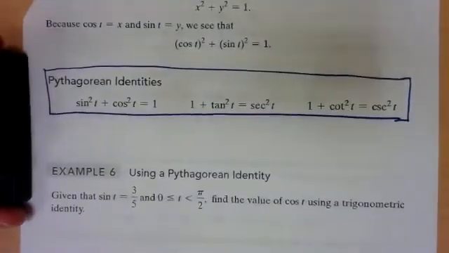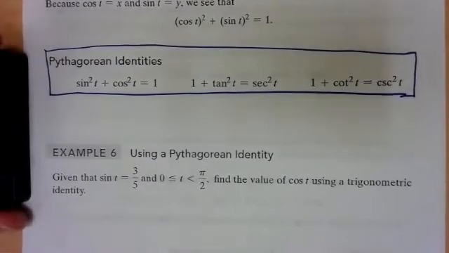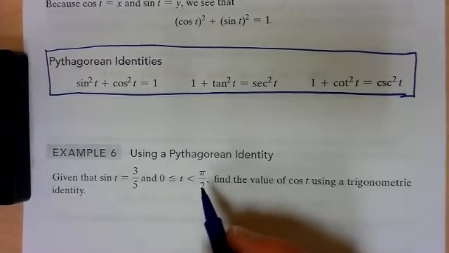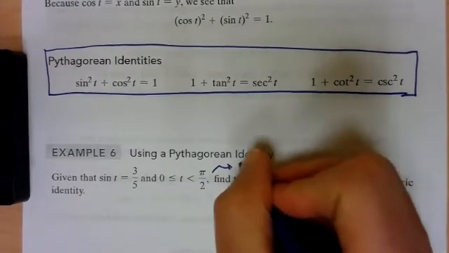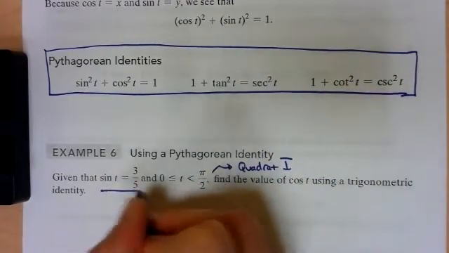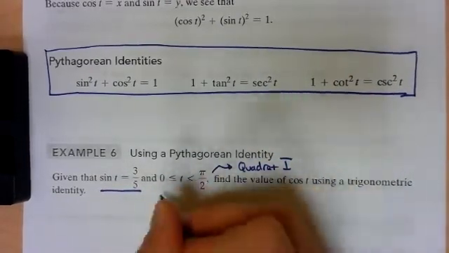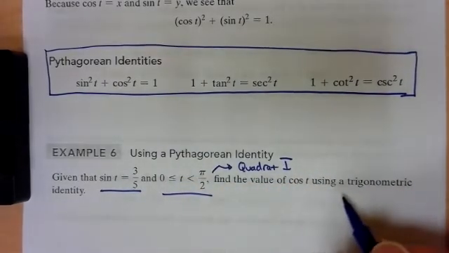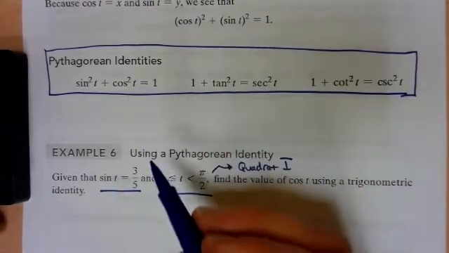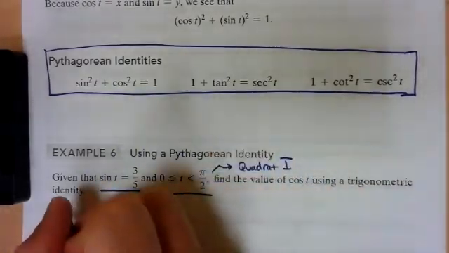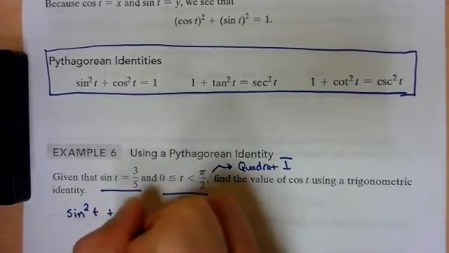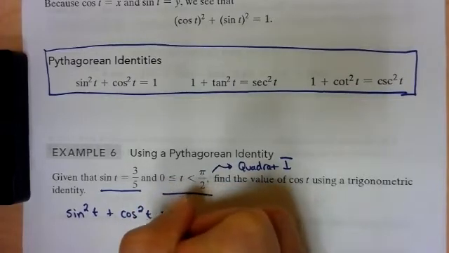Using a Pythagorean identity. It says, given that sine of t equals 3/5, and that our value of t is between 0 and pi over 2, meaning it's in the first quadrant, so quadrant 1, and I'd write that down. Find the value of cosine of t using a trig identity. Let's use this Pythagorean identity. So we're going to start with sine squared of t plus cosine squared of t equals 1.